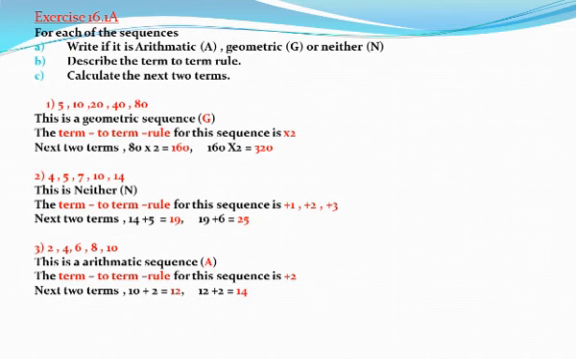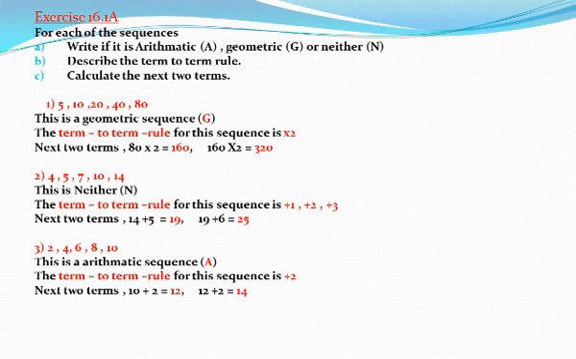First sequence is 5, 10, 20, 40, 80. You can see here, 5 times 2 is 10, 10 times 2 is 20, 20 times 2 is 40. That means the term-to-term rule for this sequence is multiply by 2. So, this is a geometric sequence. So, we can write the letter G. To find the next terms, 80 multiply by 2, 160, 160 multiply by 2, 320. So, the next two terms are 160, 320.